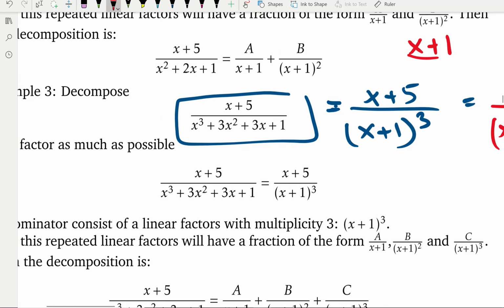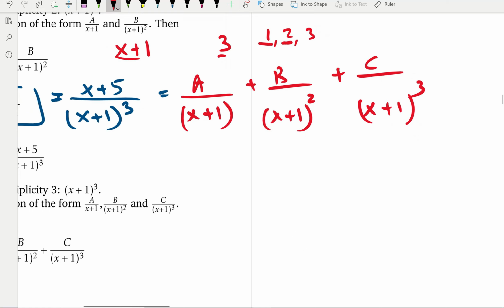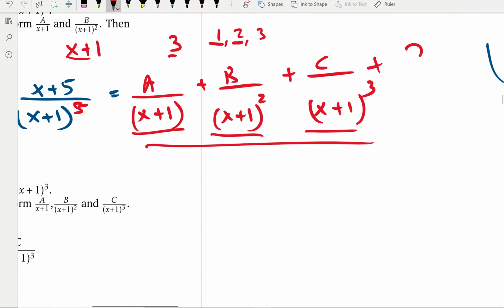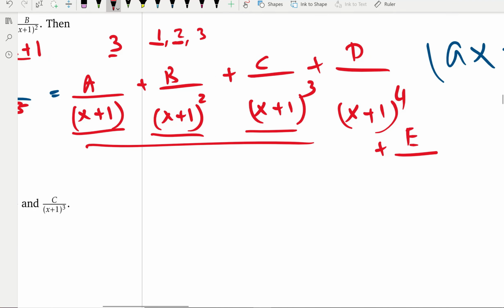How about if this 3 was 5? Then what would the decomposition be? The decomposition is A over x plus 1, B over x plus 1 square, C over x plus 1 cube. What is the next one? D over x plus 1 to the 4. And what is the final one? Yes, you're right, E over x plus 1 to the 5. I hope you get what I mean. You count up to the multiplicity and represent each number in that count as a power of the factor you have in the denominator.